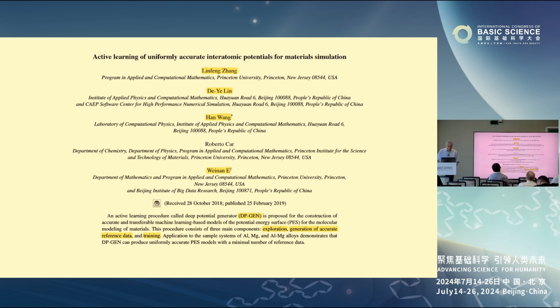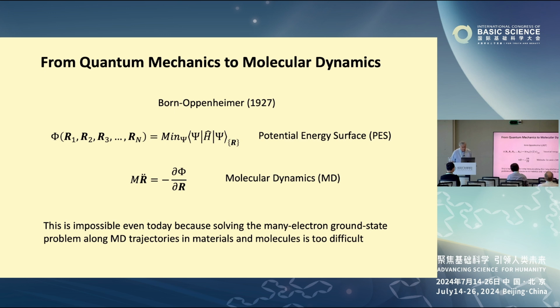One is exploration, the other is generation of accurate reference data, and training. So these are the 3 steps. But in order to place this procedure that we call deep potential generator in the appropriate context, I want to give you some background on molecular simulation, because these potentials are used to do molecular simulation. In particular, I'm going to talk about molecular simulation derived from first principles, which means from quantum mechanics.